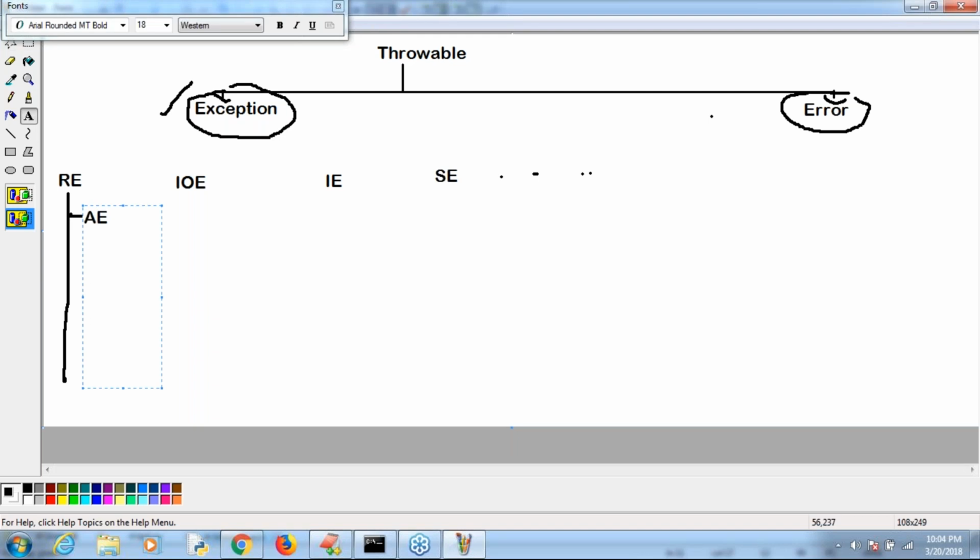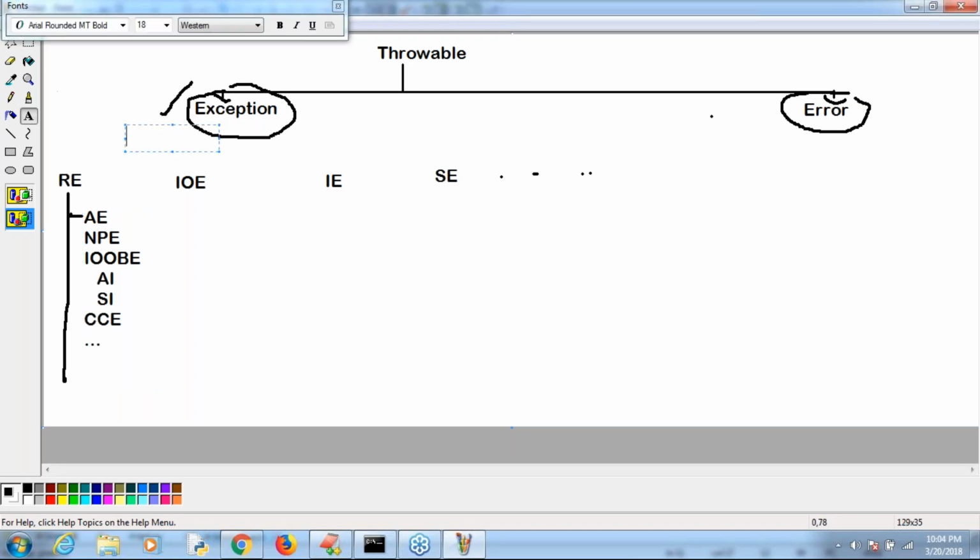Can anyone please tell? ArithmeticException, NullPointerException. Next, IndexOutOfBoundsException, and under IndexOutOfBoundsException, ArrayIndexOutOfBoundsException. Next, StringIndexOutOfBoundsException, next ClassCastException, and so on. There are several things available by default. Shubham Gupta, NegativeIndexBoundException is not there; it is ArrayIndexOutOfBoundsException only. That's all about RuntimeException, right?